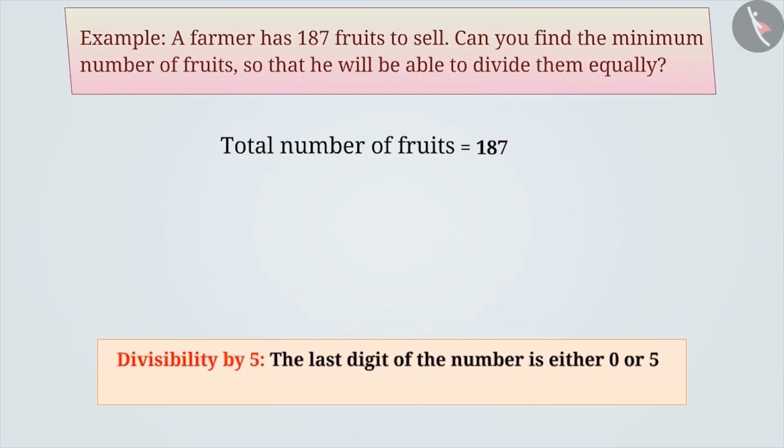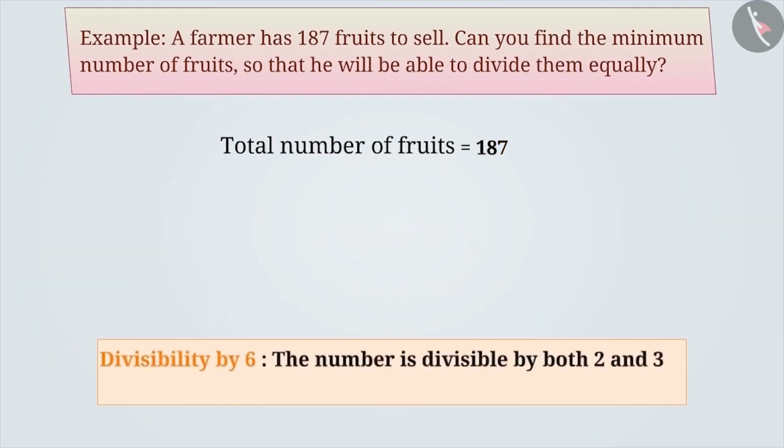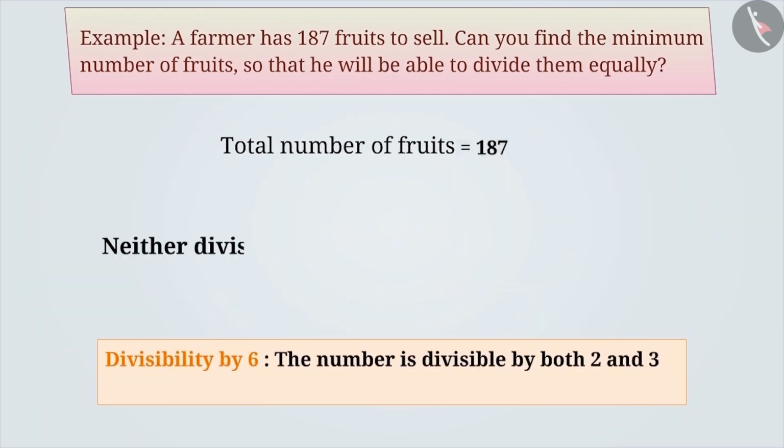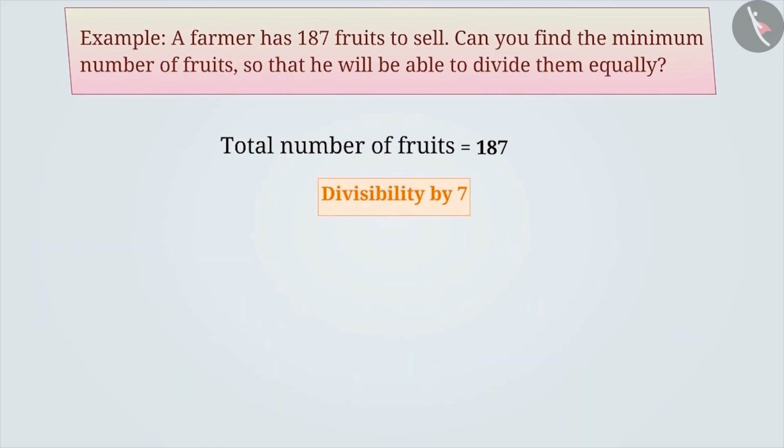The last digit of 187 is neither 0 nor 5. Therefore, the number 187 is also not divisible by 5. Since the number 187 is neither divisible by 2 nor 3, 187 is also not divisible by 6. We have no rule for the divisibility of 7. Thus, to check the divisibility by 7, we need to divide 187 by 7. By division, we get the quotient 26 and remainder of 5. Therefore, 187 is not divisible by 7.